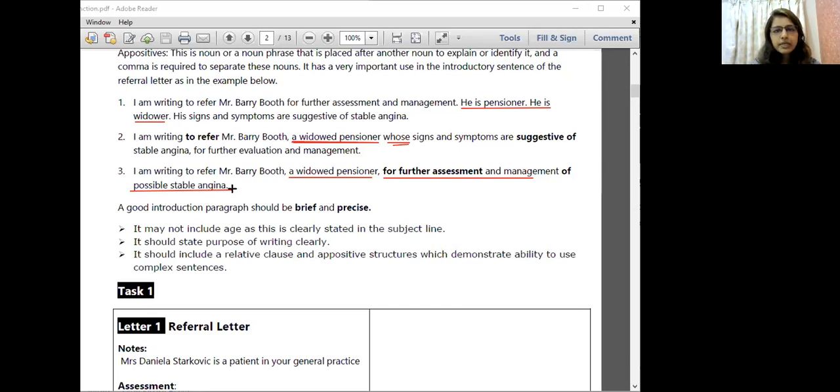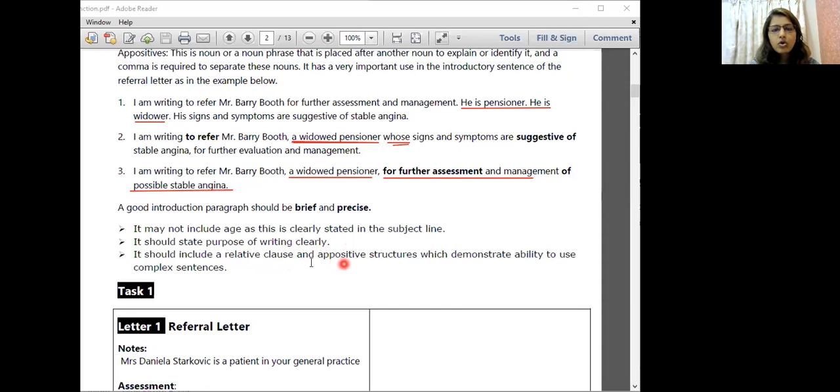Okay? So you have to keep this mantra in your mind whenever you're writing an introduction paragraph. It has to be brief and precise. Brief means it should not be very lengthy, it should not include a lot of details. The only two things which should be clearly written are the purpose of writing, and for which issue you are referring this patient. It could be in certain cases a diagnosis, but in other cases it could be problems like impaired mobility or decreased appetite or being overweight. So it may not be a disease condition as such, but it could be a main issue for which you're writing the referral letter.